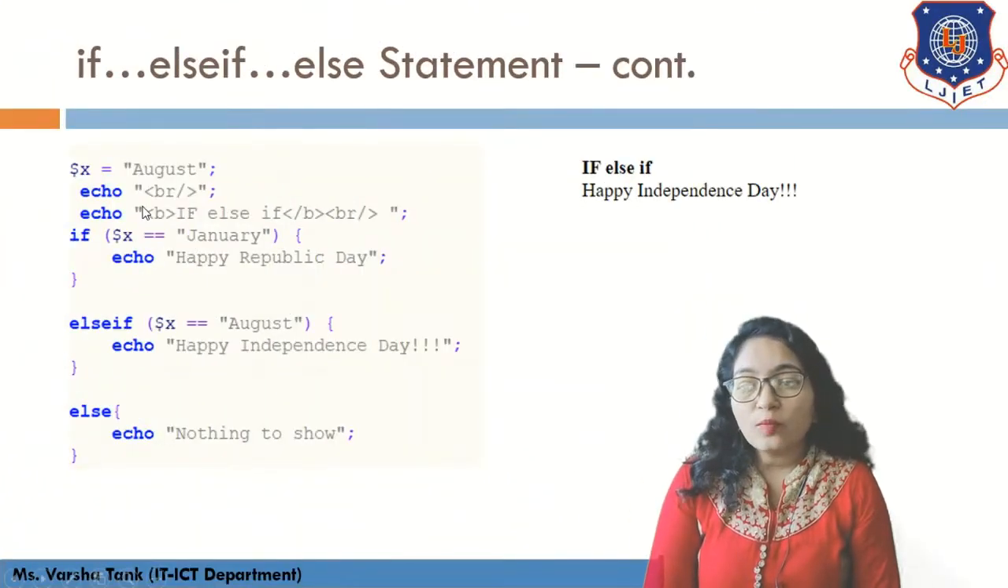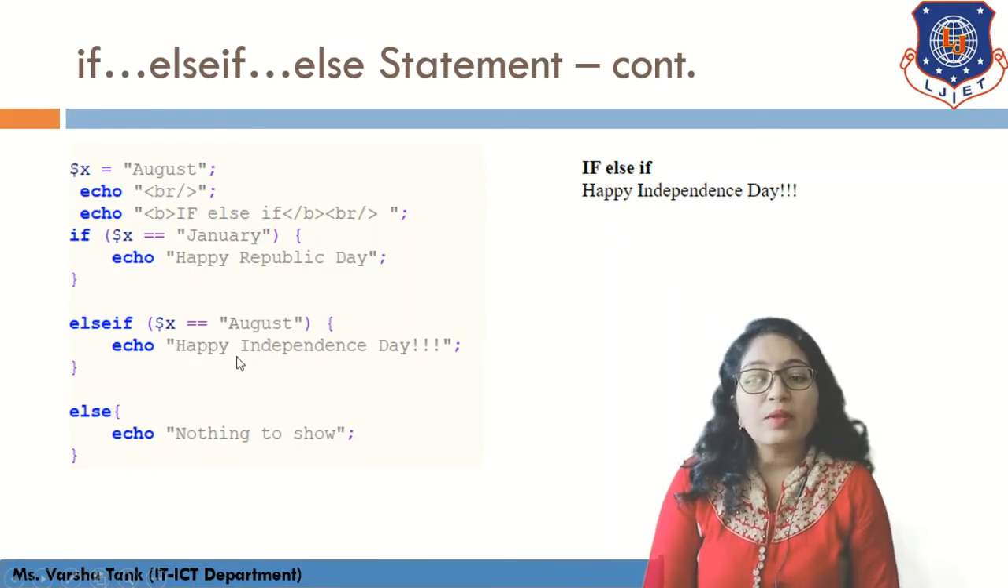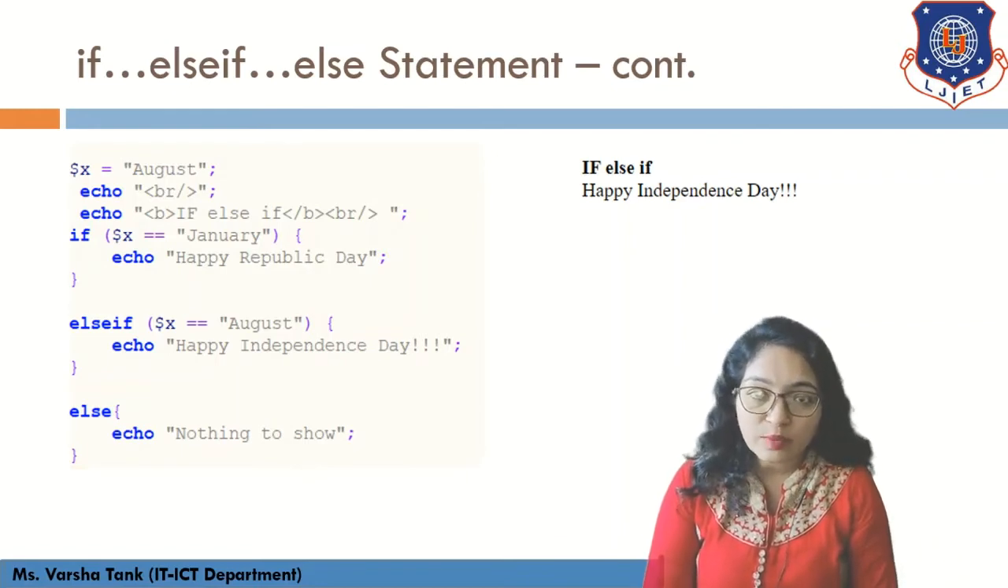So let's see the output for this. Here first I have declared a variable in which I have given August. Okay, so if $x is equal to January, echo Happy Republic Day. And if $x is equal to August, then it will print Happy Independence Day. Okay, so if August or January is there, then it will display the true condition, and it will execute the true condition, and according to that it will display the output.